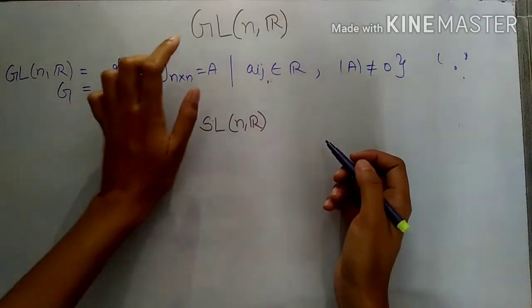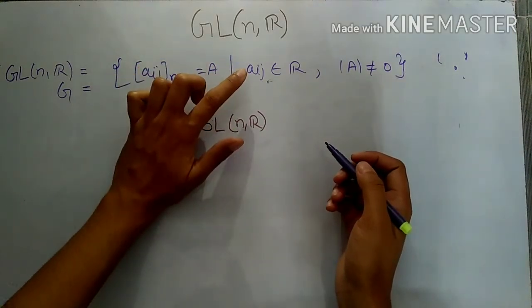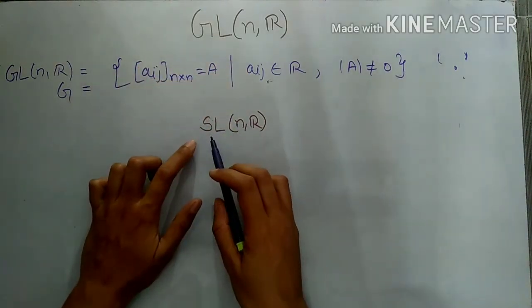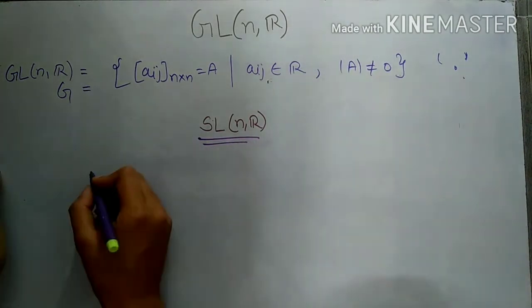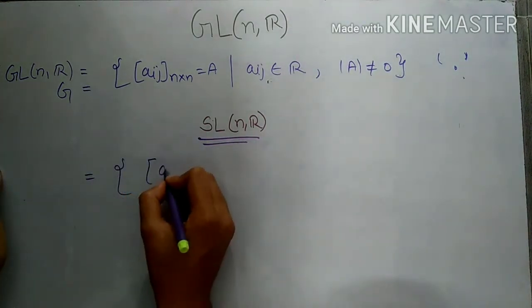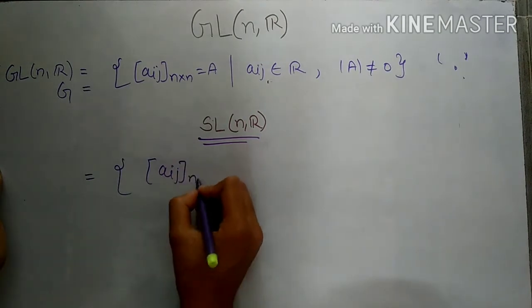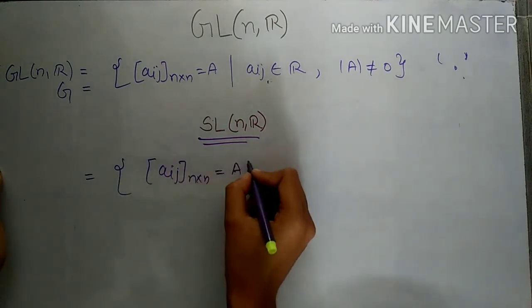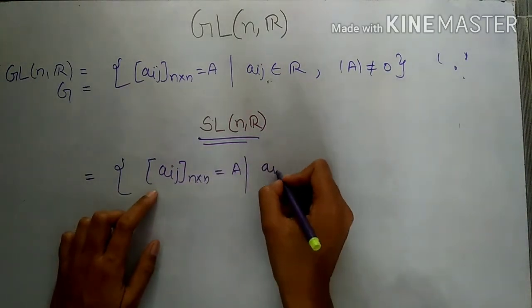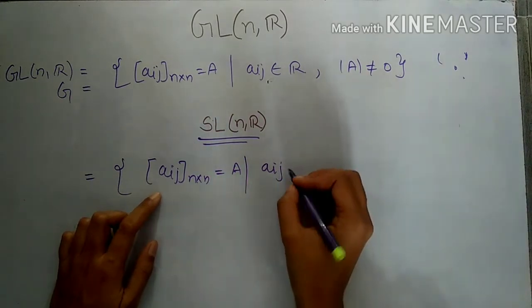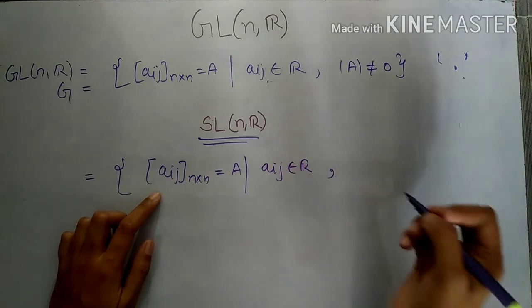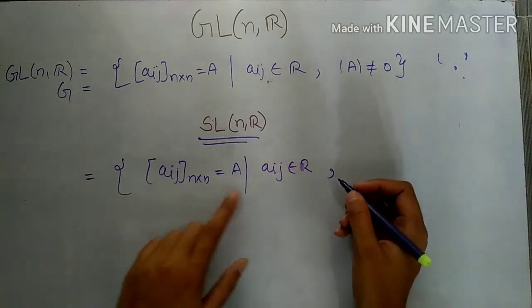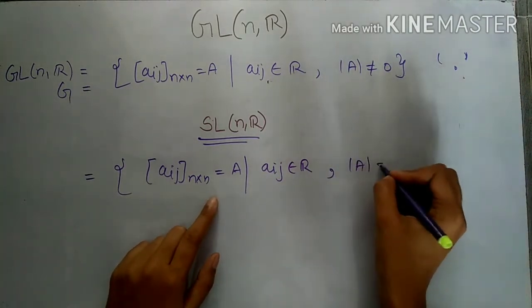Friends, we have discussed general linear group of degree n over R. Now let's discuss special linear group of degree n over R, this is what? This is the set of all matrices of order n by n over the set of real. The entries of these matrices are from real, same as general linear group. But here's something special. What is this? That determinant of all these matrices are equal to 1.